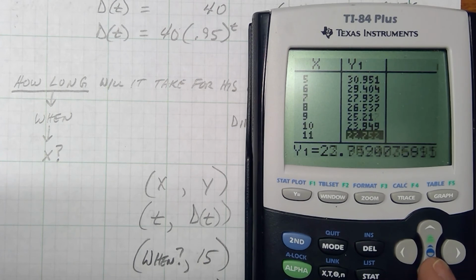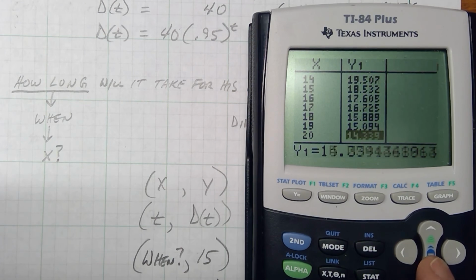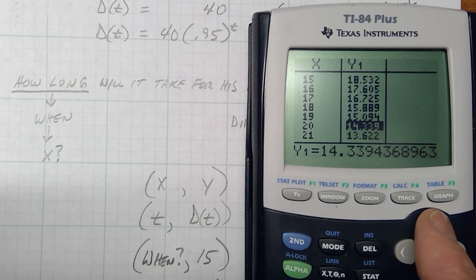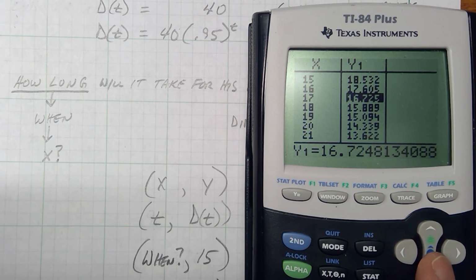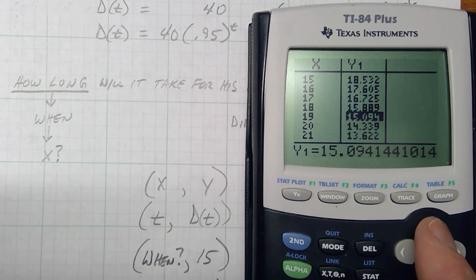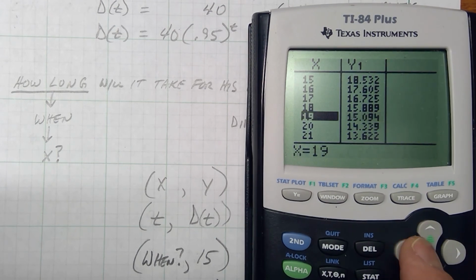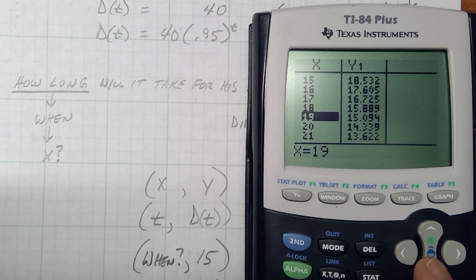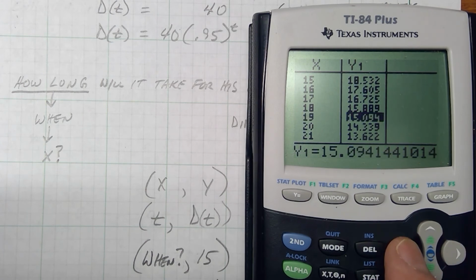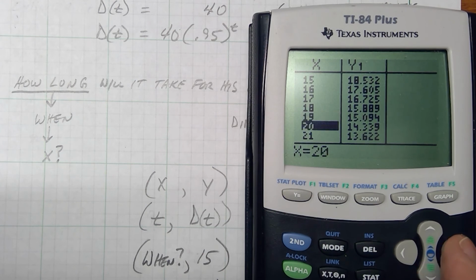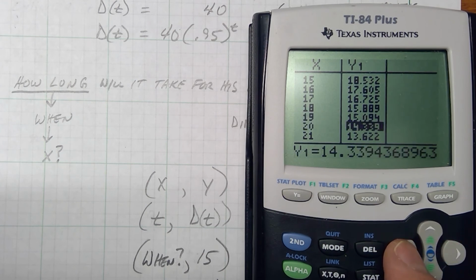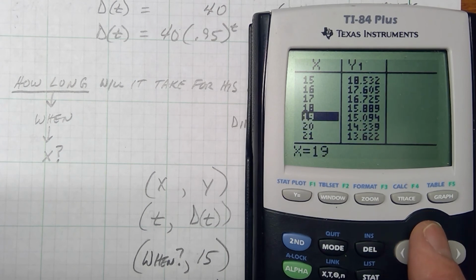So he's still 25 pounds overweight. It's getting lower. And where is that 15? Okay, there we go. So it looks like 15 is in between these two numbers here, 15.094 and 14.339. So I know that it happens sometime after 19 months. At 19 months, he's still slightly over 15 pounds overweight. At 20 months, he's under 15 pounds overweight. So it happens after 19.